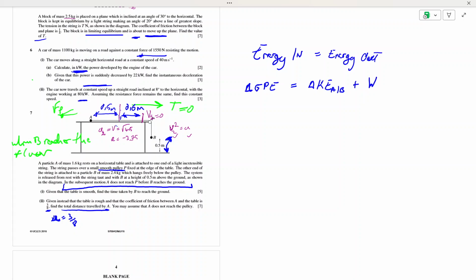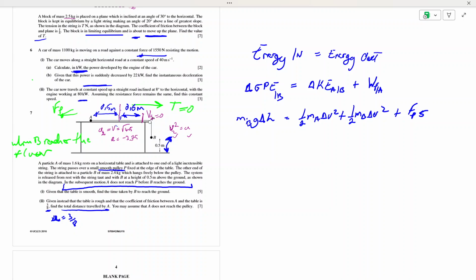And then some of it goes to the work against friction for particle A, right? So then the GPE is only coming from particle B, right? From B. So I'm going to write MB g delta h is equal to half MA delta v squared plus half MB delta v squared plus the frictional force, Fs, multiplied by the distance traveled, which we want, right?